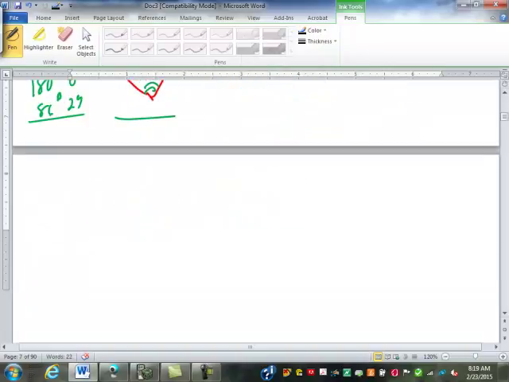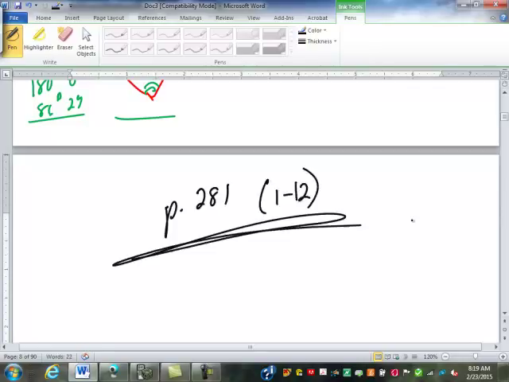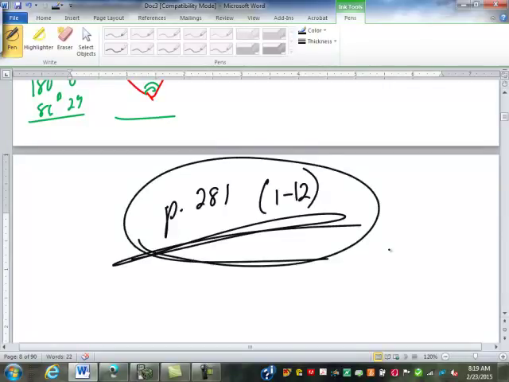Okay, if you do me a favor and check in your current packet, I believe I've got to give you a new packet here. Is page 281 in the packet you currently have? I don't think it is. You have it? Oh, cool. 281, numbers 1 through 12. We'll have your work on those. All of them, yep.